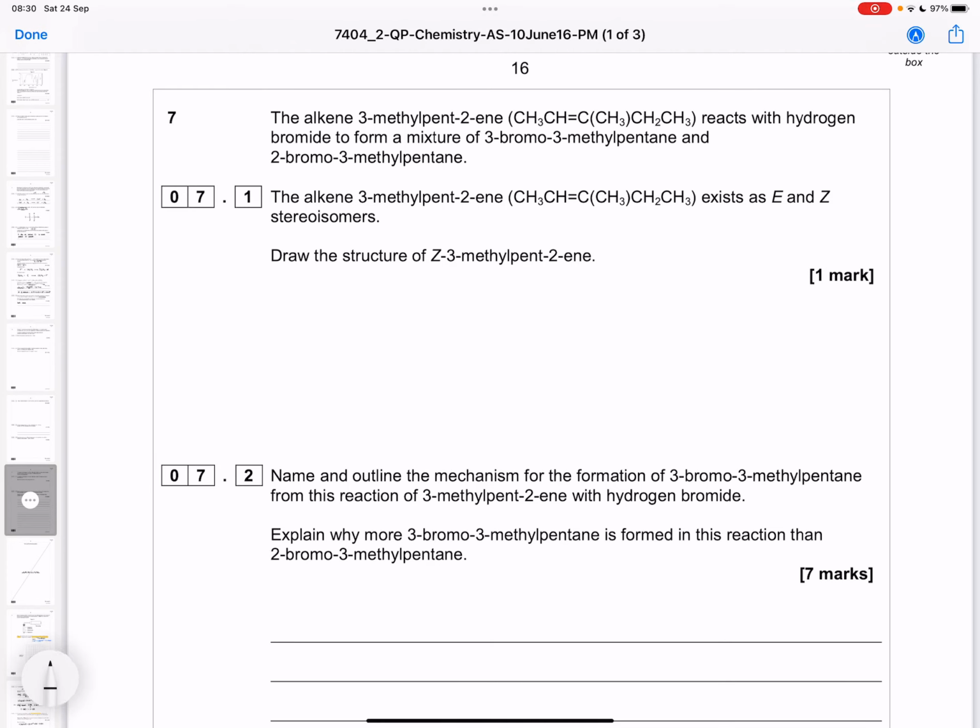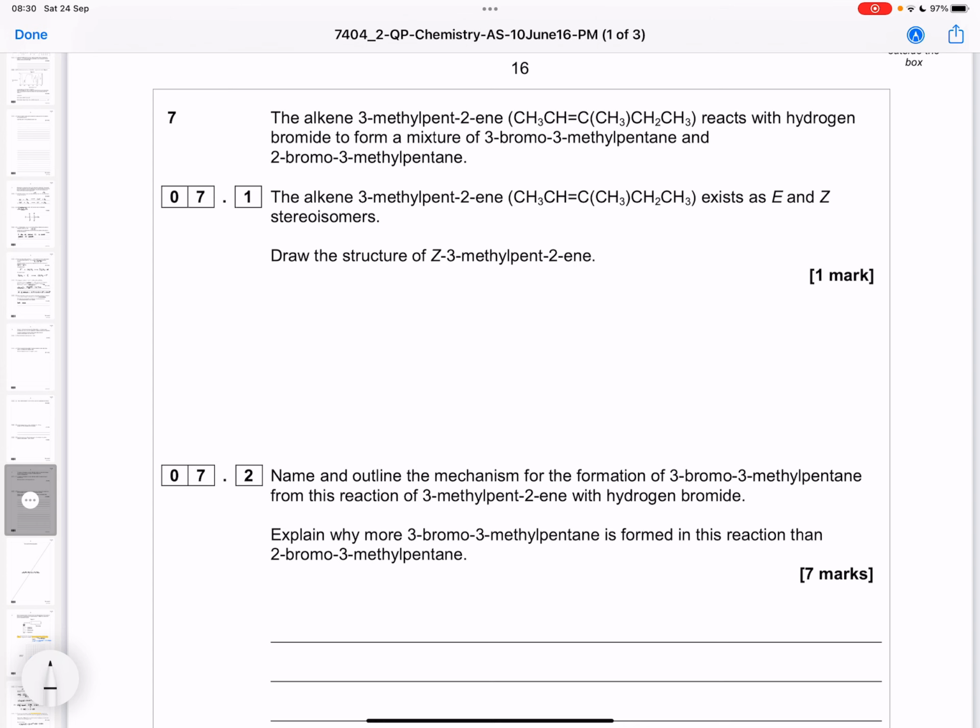The alkene 3-methyl-pent-2-ene reacts with hydrogen bromide to form a mixture of 3-bromo-3-methyl-pentane and 2-bromo-3-methyl-pentane. The alkene 3-methyl-pent-2-ene exists as E/Z isomers. Draw the structure of the Z isomer.